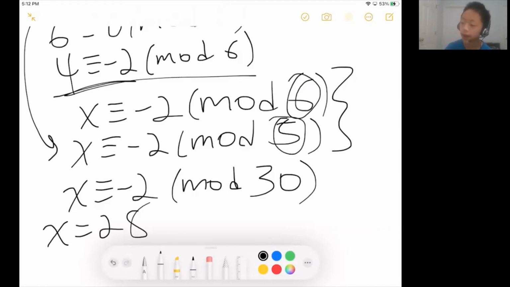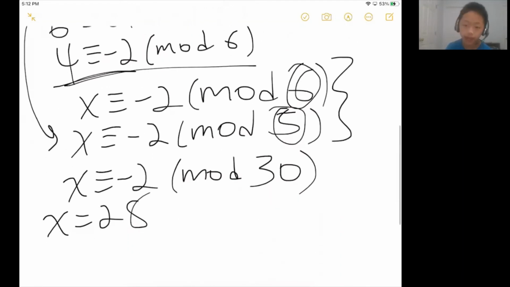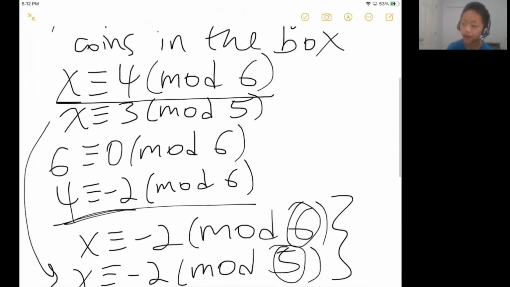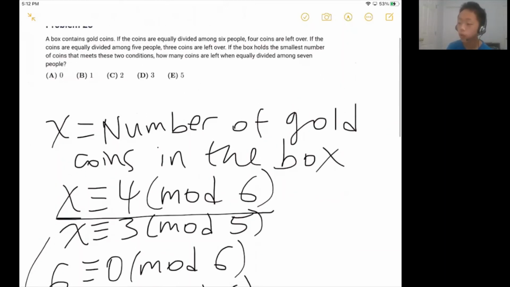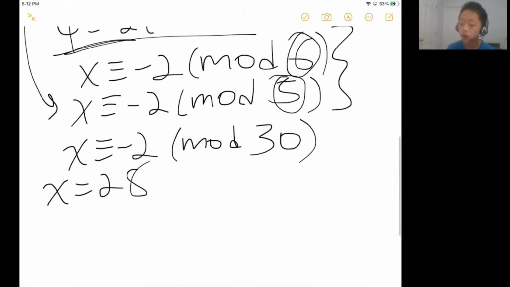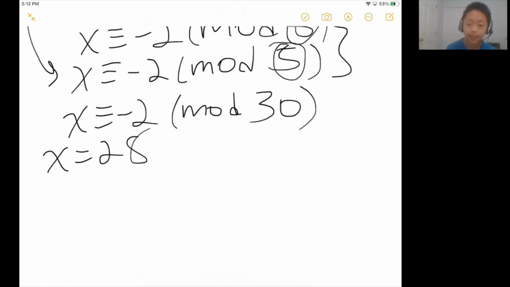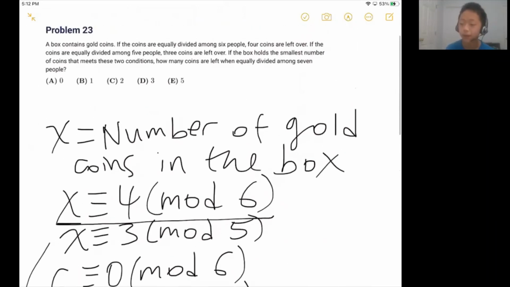Now we go back to the question. Since we know the box originally contained 28 gold coins, we want to know how many coins are left when we equally divide these coins among 7 different people. We know 28 is divisible by 7, so the remainder would be 0, which is answer choice A, the correct answer.